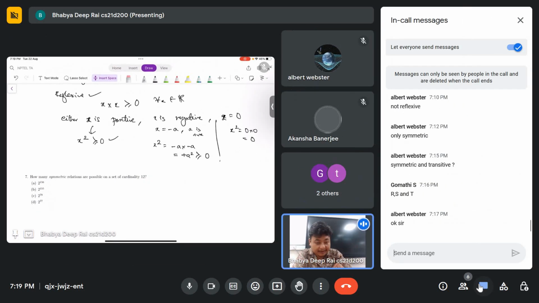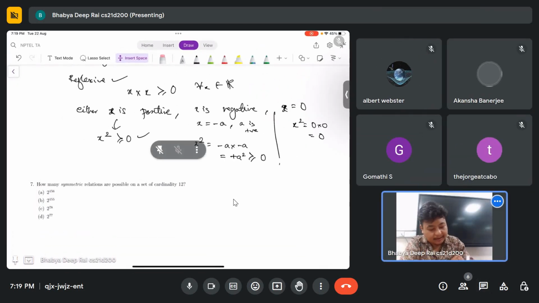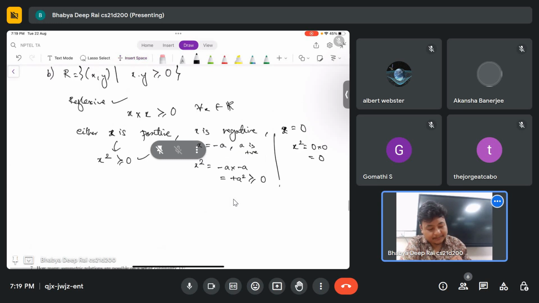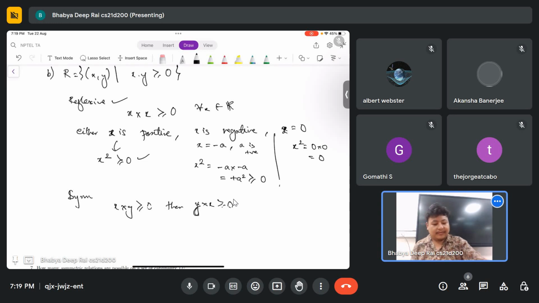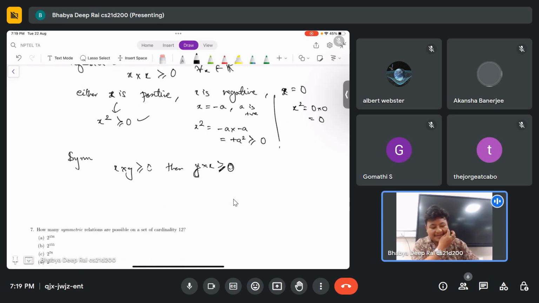Is it clear, Albert? Yeah, okay. Next is symmetric. Here it is clearly symmetric. We can see it because if x times y is greater than or equal to 0, then obviously y times x will be greater than or equal to 0, right? Because in multiplication it does not matter in which order I multiply, and this is always true. So antisymmetric is out of the equation because it is symmetric.